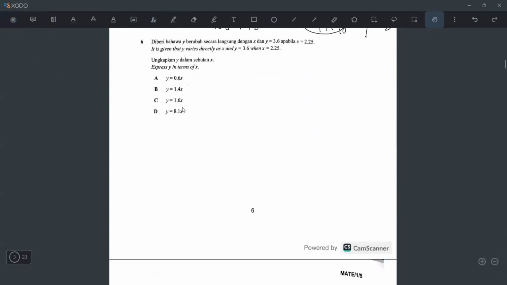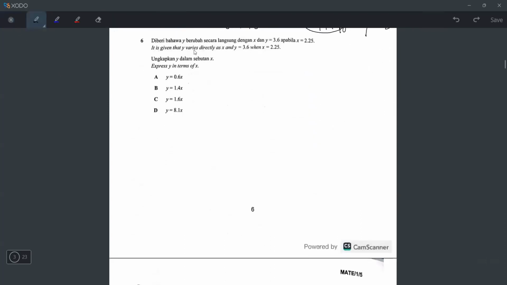Okay, let's continue. Let's go to number 6. It is given that y, this is obviously variation from chapter 1, and it's not difficult. This chapter is not difficult. So y varies directly as x. If students cannot do this, maybe it's because they never follow the steps properly. They go and invent their own steps. So remember, the step is always like this. Y varies directly as x means top with top. If it varies inversely, top with bottom. But directly it's like this.